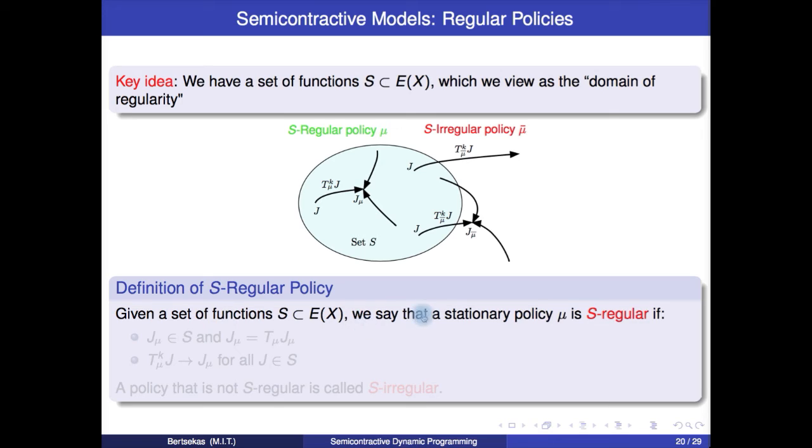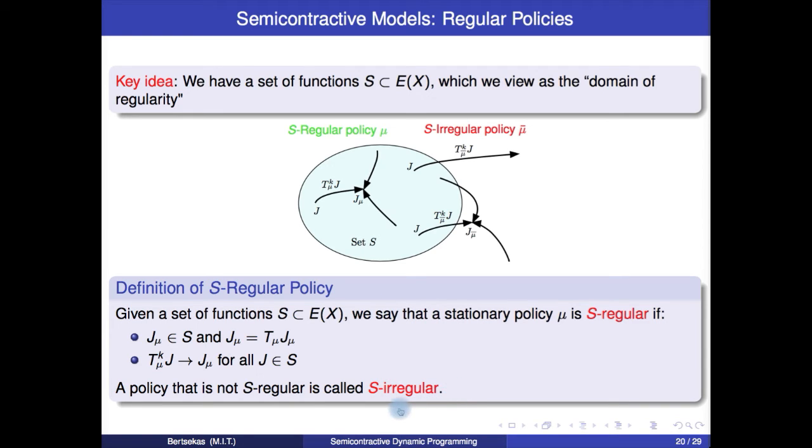Given a set S, we say that the stationary policy mu is S regular if J mu is a fixed point of T mu within S. Moreover, if you apply value iteration starting from any J within S, you obtain in the limit J mu. No matter where you start, value iteration converges to J mu. So J mu can be viewed as a unique stable equilibrium of T mu within S. And we say that a policy that's not S regular is called S irregular.